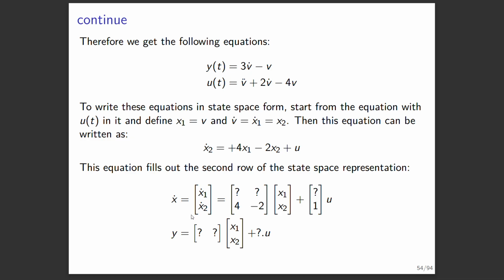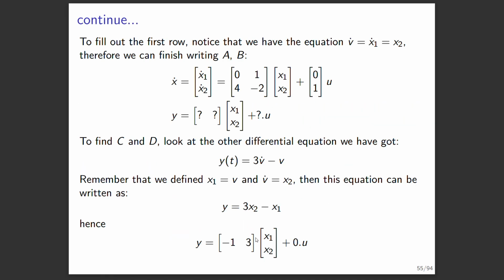Can you show me an equation that describes the relationship between y and x1, x2, and u? It's here. y is equal to negative v, so negative x1, plus 3 x2. So negative 1 plus 3, and then this is 0. Okay?